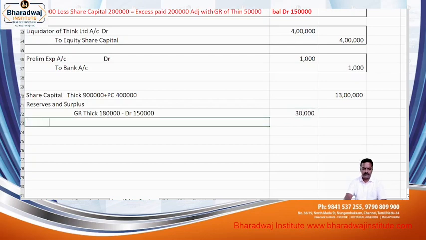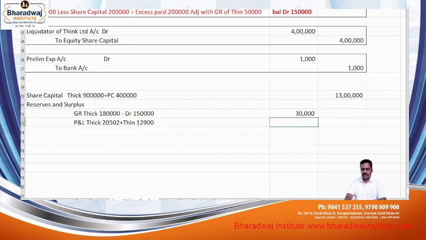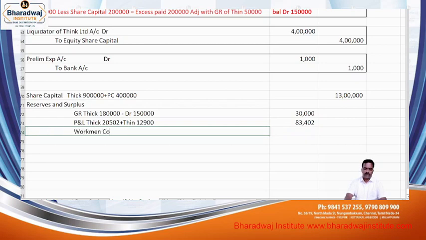Then profit and loss account of thick, how much? 20,005 plus thin 12,800. Total 83,402. Then workmen compensation fund plus 9,000.